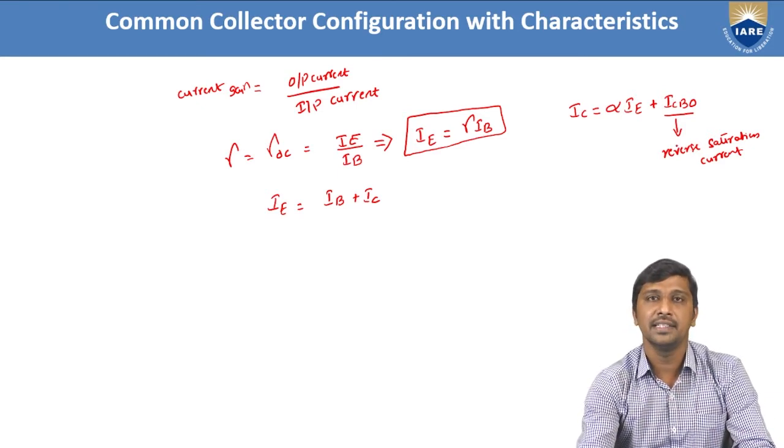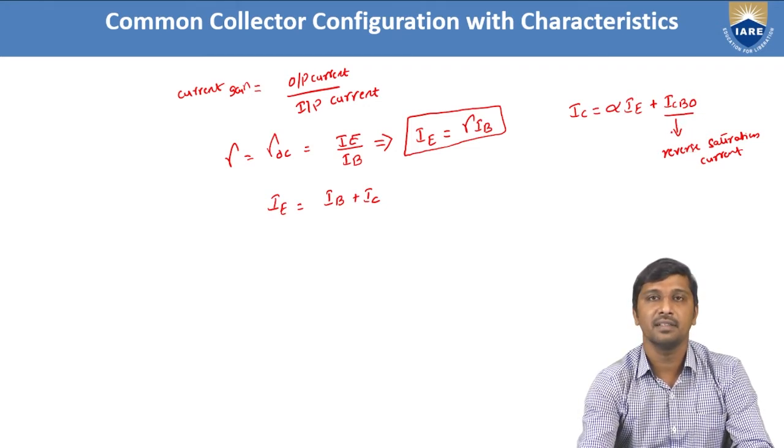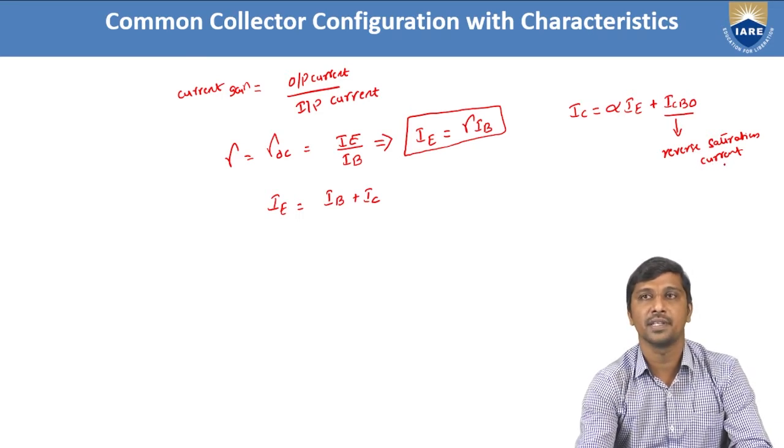So if the collector base junction is reverse biased, and we know that a particular PN junction that is reverse biased is represented as an open circuit. That is the reason. When the collector base junction is open circuited, it allows some current. That current is represented as the reverse saturation current when the collector base junction is open circuited.